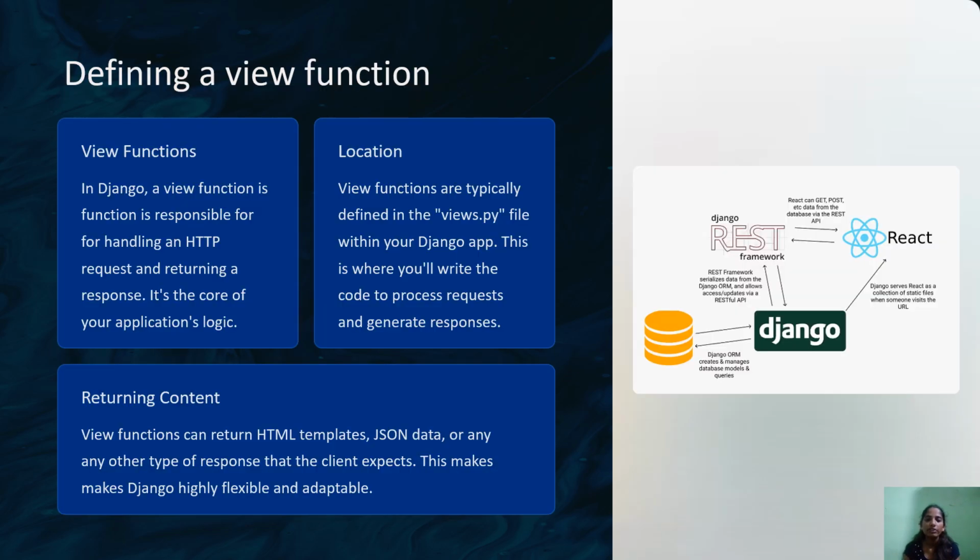Now let's see a view function. View functions in Django are responsible for handling an HTTP request and returning a response. It's the core of your application logic. View functions are typically defined in the views.py file within your Django app. This is where we write the code to process requests and generate responses. For returning content, view functions can return HTML templates, JSON data, or any other type of response that the client expects. This makes Django highly flexible and adaptable.